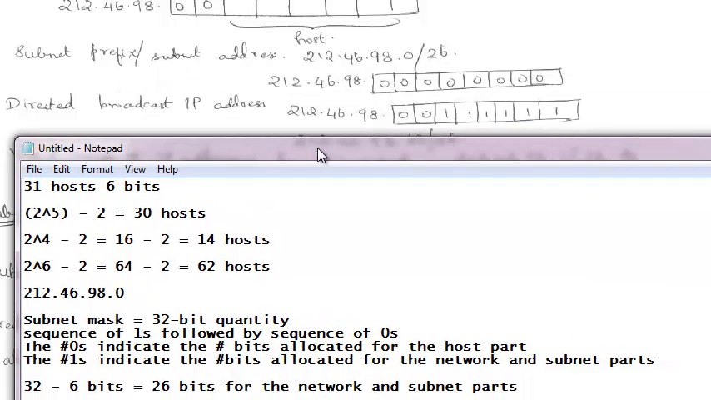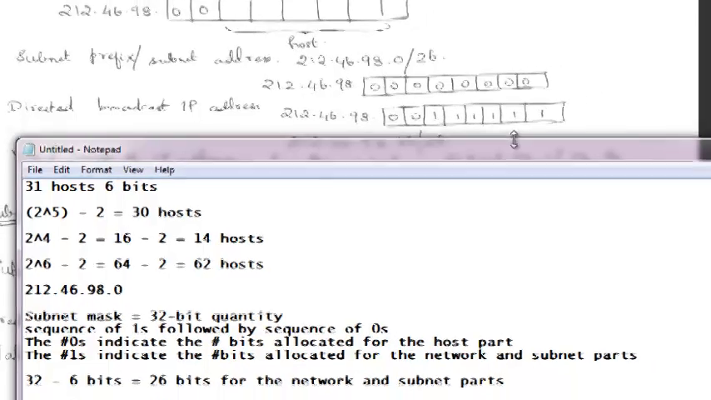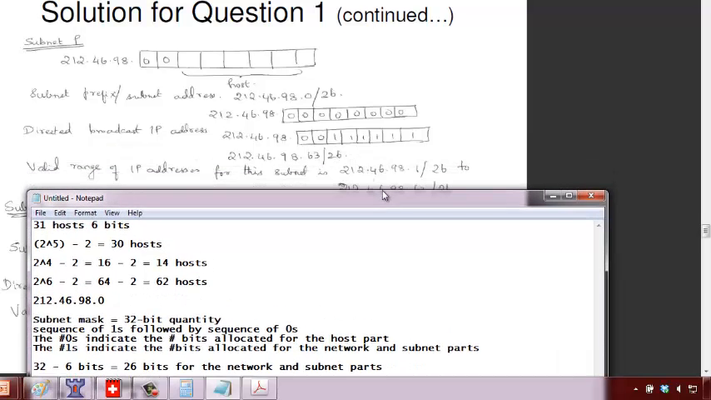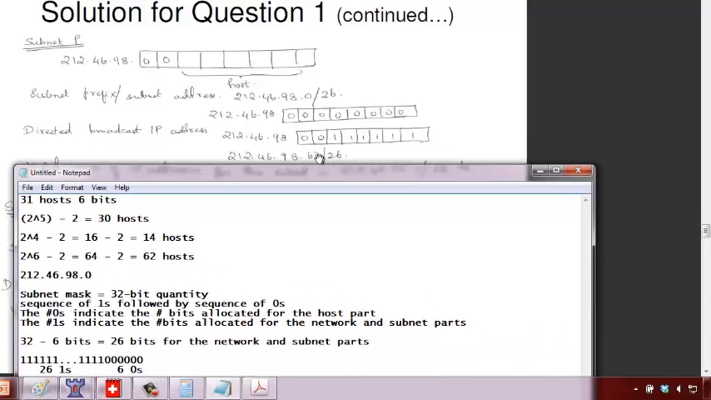Now again following the rule that we followed before, for a broadcast address all the bits in the host part should be 1, right? So when we put all the bits in the host part to be 1, the 6 bits are 1, so you have 0 0 followed by 6 ones, and this in decimal is going to be 63. So we write it as 212.46.98.63/26. This is the broadcast address for the subnet. If I want to send something to all the machines in the subnet, then I have to use this along with the subnet mask as the broadcast address.